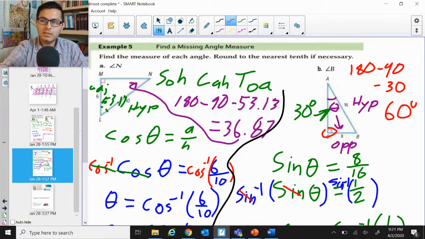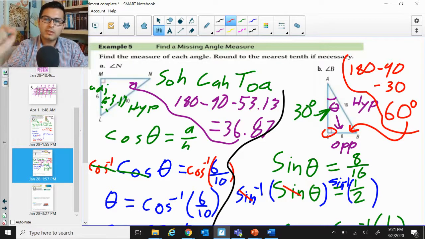So that's going to be 60 degrees. I'm just going to box that off for anybody looking at this later. And that angle is going to go right here. So now we have both of the angles that we need.